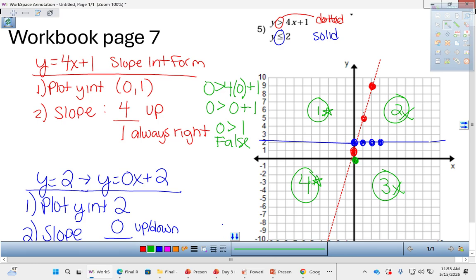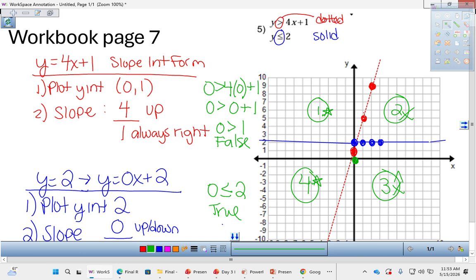Now I'm going to check the blue line. So I'm going to take the inequality. 0 is less than or equal to 2. I'm only replacing the y because there's no x. And this is actually a true statement. So my green point is below my blue line. So everything below my blue line is true.